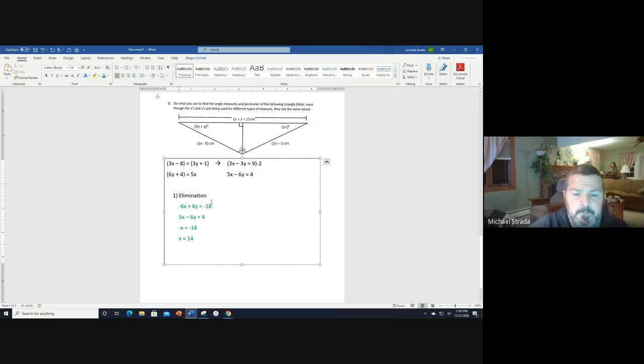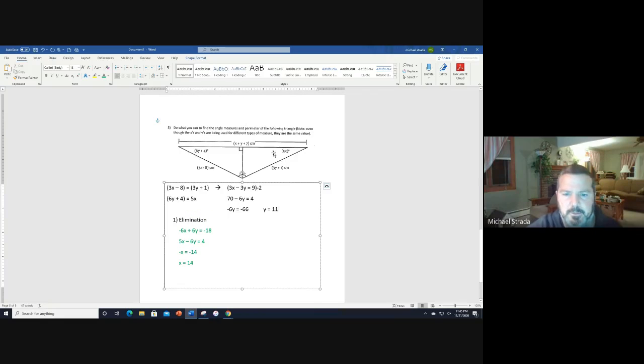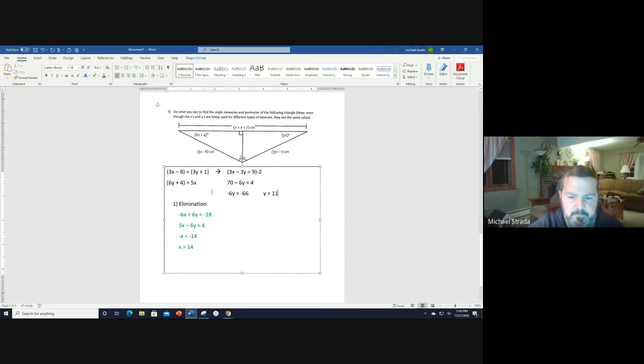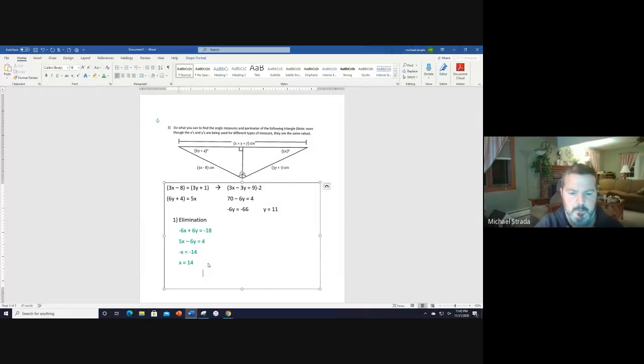Thinking about that, if I plug that back in here, 5 times 14 would be 70. That would make negative 6y equal to negative 66, and y equal to 11. Okay, plugging those in, that would give us angles up top of 6 times the y would be 66. 66 plus 4 is 70. 5 times the 14 is also 70, so that works. The bisected vertex angles would both be 20, and then the two angles at the perpendicular would obviously be 90.